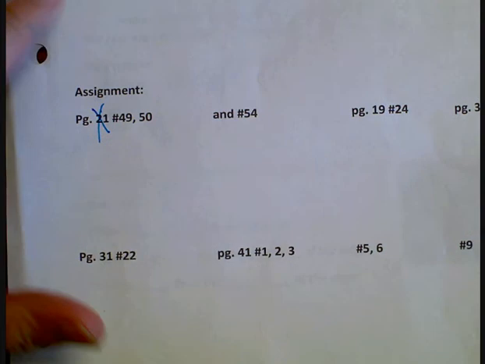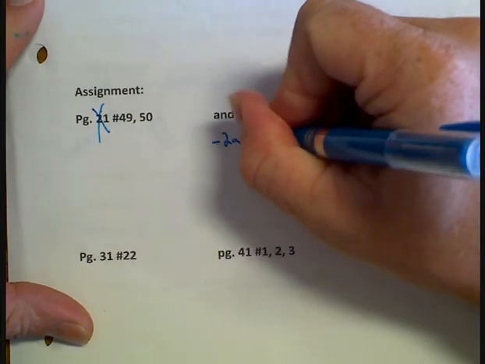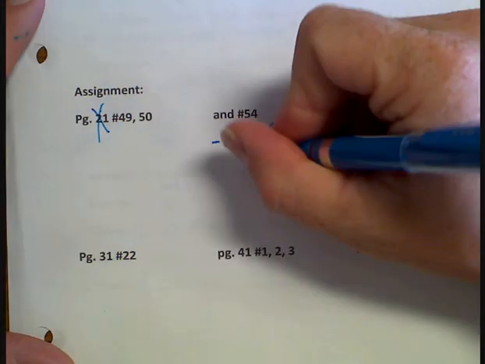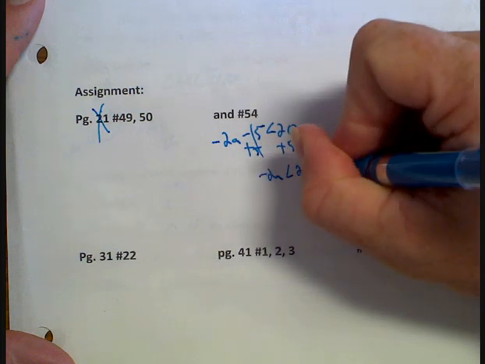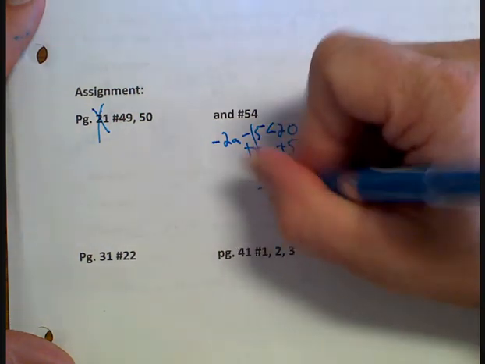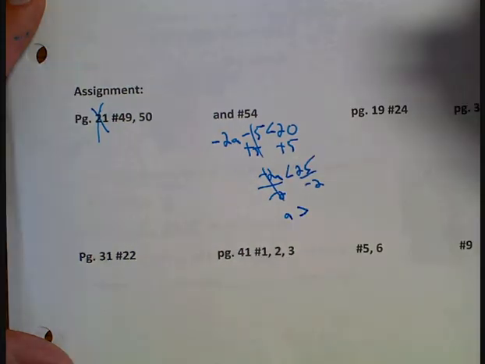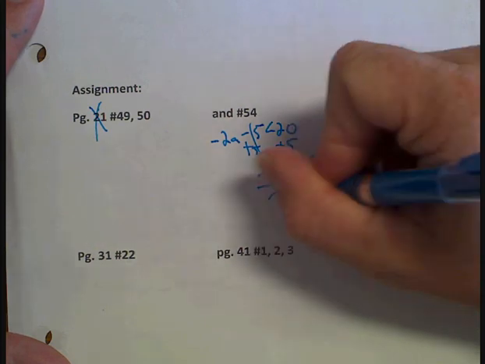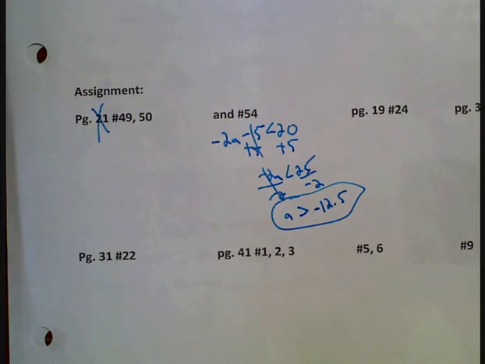Number 54, I have to solve negative 2a minus 5 less than 20. So I'm going to add 5, negative 2a less than 25, divide by negative 2. I have to flip my inequality because I divided by a negative, and this would give me a greater than negative 12.5. Page 19, number 24.